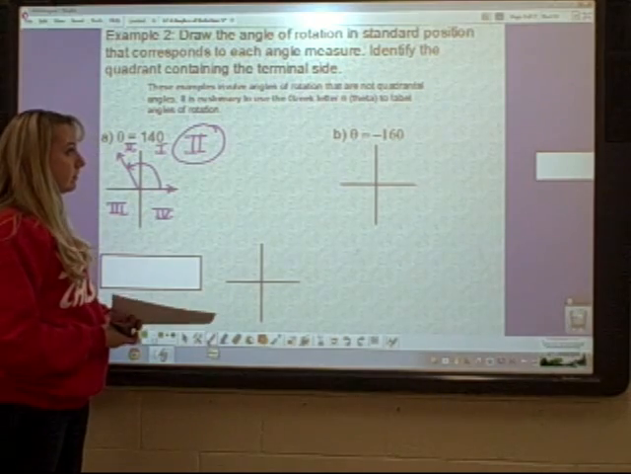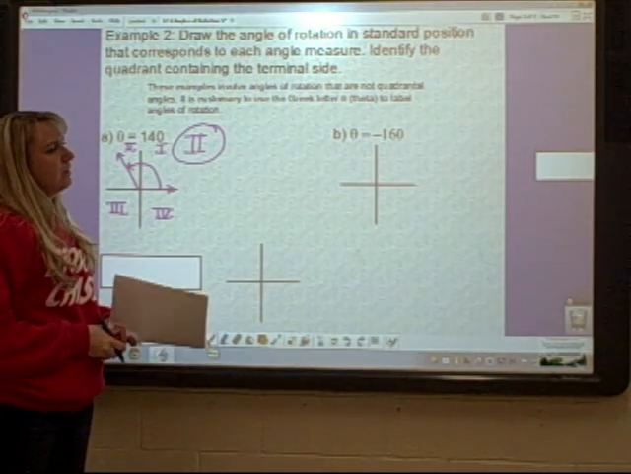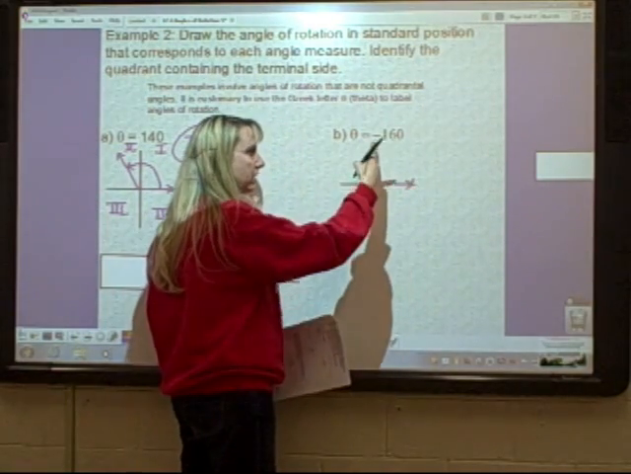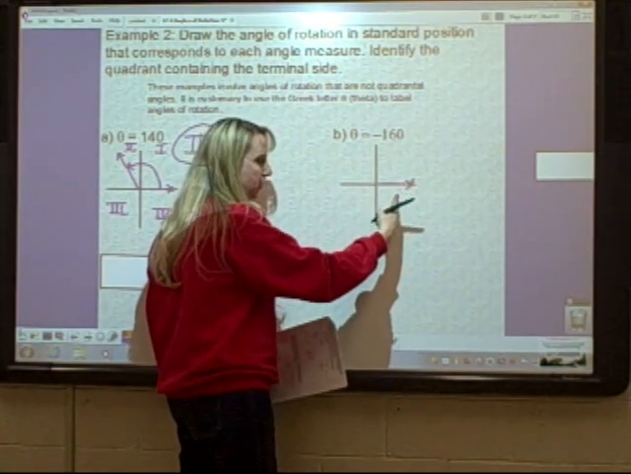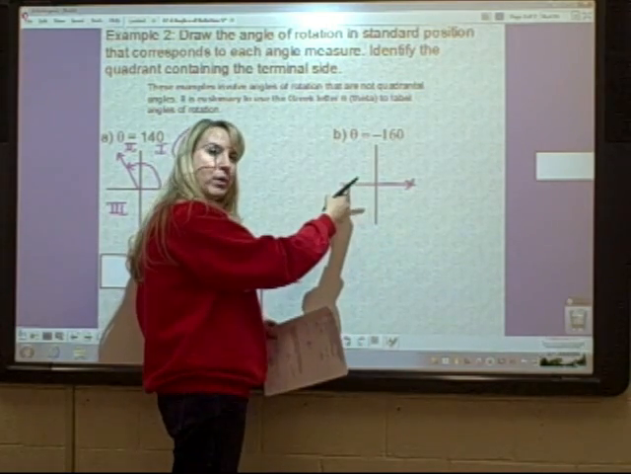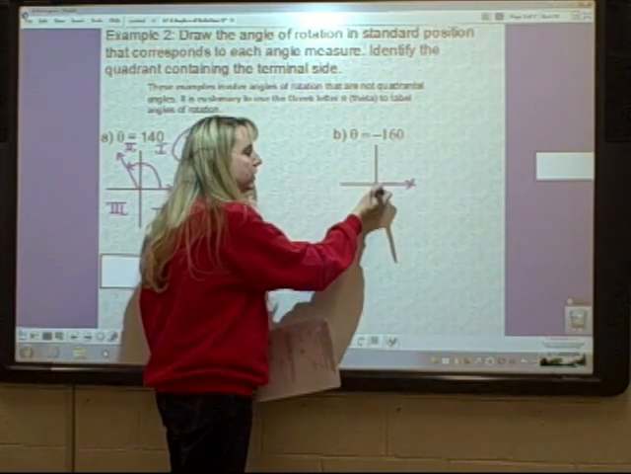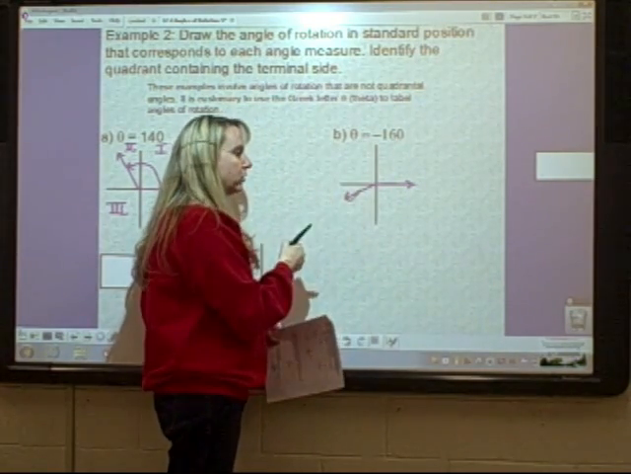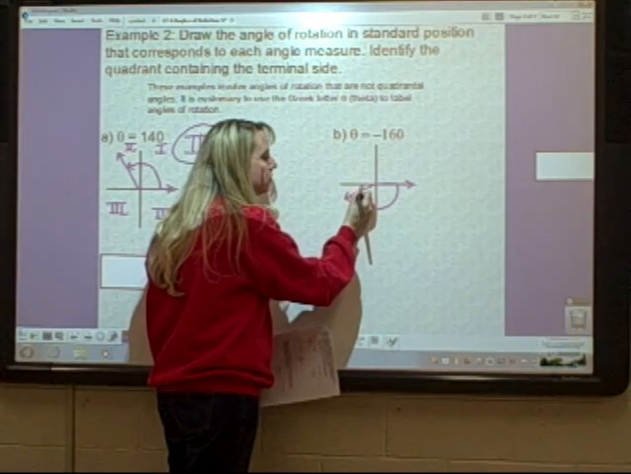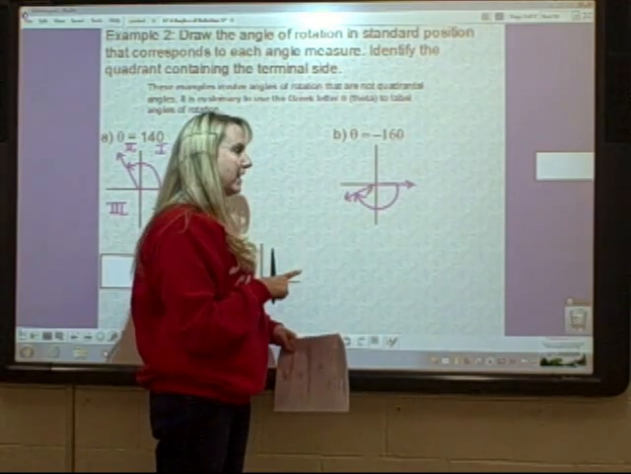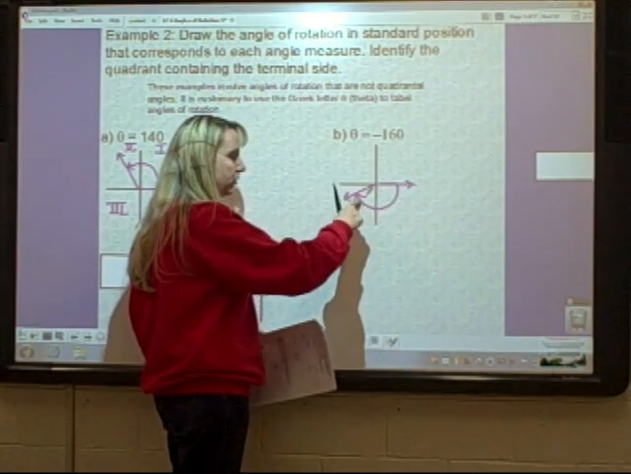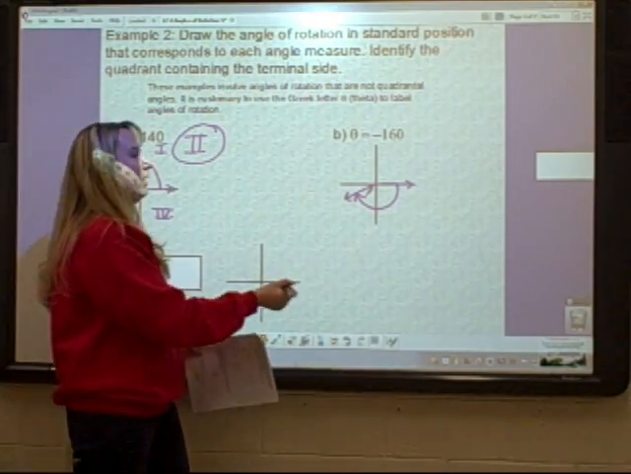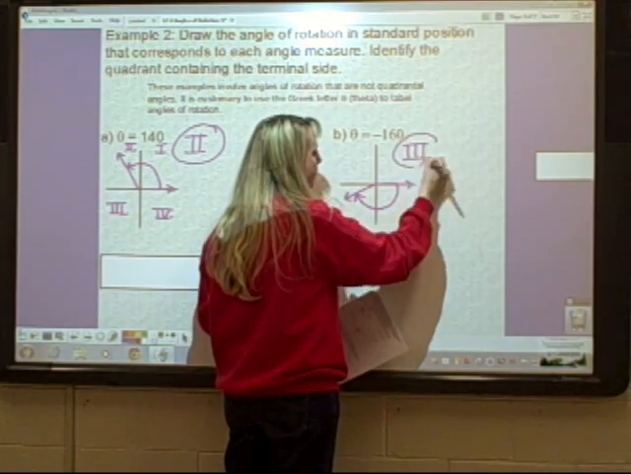Negative 160 degrees. So I think, okay, negative, I've got to go the other way. I start with my same initial side. Because it's negative, I'm going to go backwards, so I go negative 90, negative 180, so I'm almost to negative 180. So I'm going to draw a terminal side that represents close to 180, it's just 20 degrees shy. And then my rotation with that arrow showing that it's a negative. So I've got a negative 160 degree rotation there. And then we think about what quadrant did it end up in. It ended up in quadrant 3.